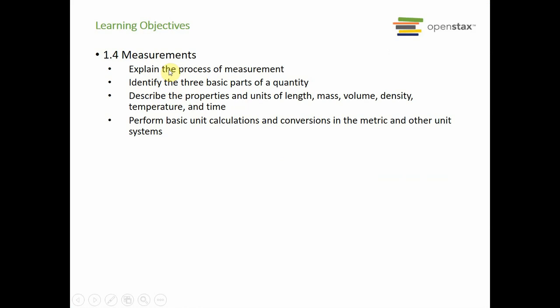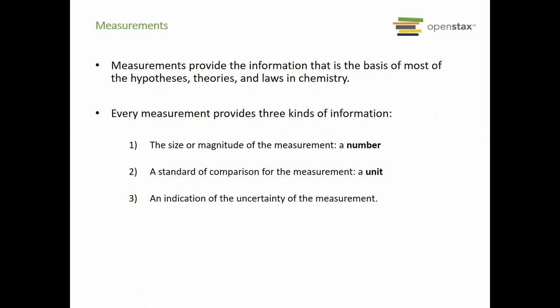We are going to explain the process of measurement, identify three basic parts of a quantity, describe the properties and units of length, mass, volume, density, temperature, and time. Perform basic unit calculations and conversions in the metric and other unit systems. We're going to be doing 1.4 and 1.5. So, measurement provides the information that is the basis of most of the hypotheses, theories, and laws in chemistry.